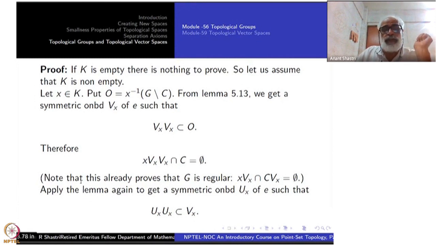Okay. So we have already proved that every topological group is regular, on the way to proving this lemma. Okay, let us continue. Now applying Lemma 5.13 again, we get another symmetric neighborhood of E, which I have denoted by Ux, such that Ux Vx is contained inside Vx, because Vx is a neighborhood of identity.